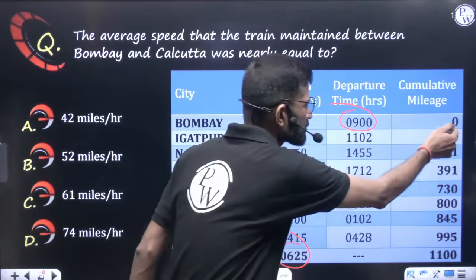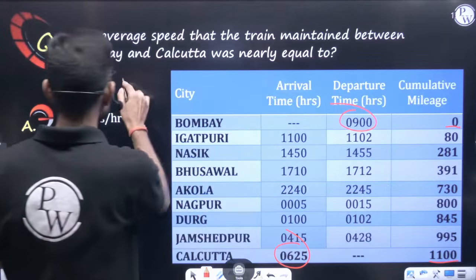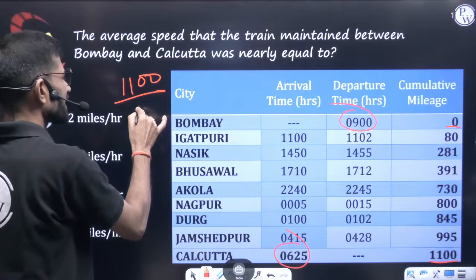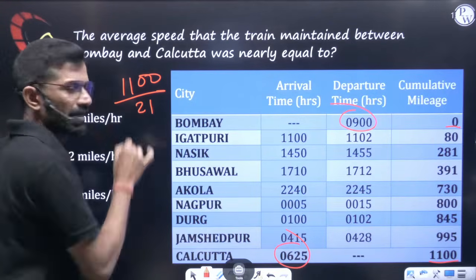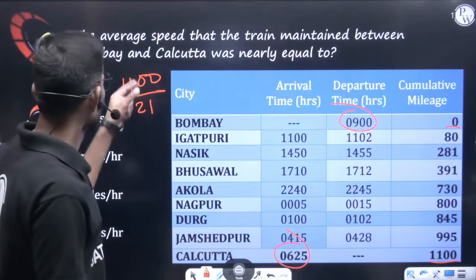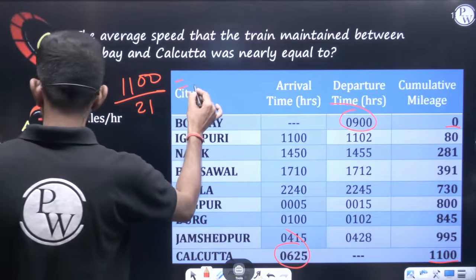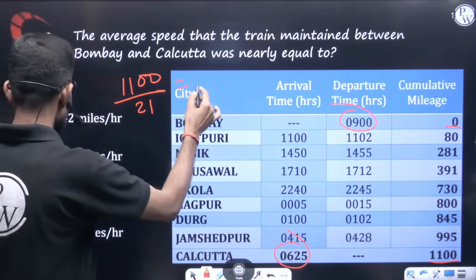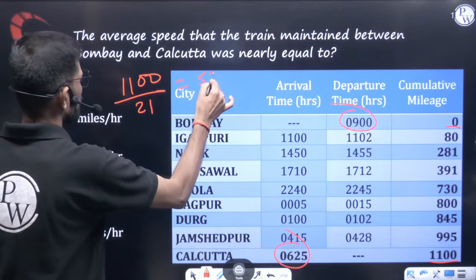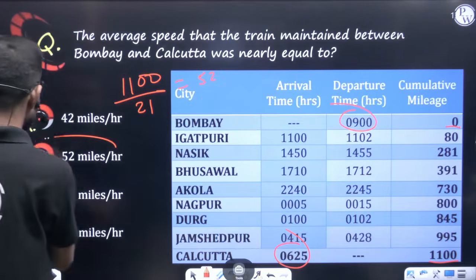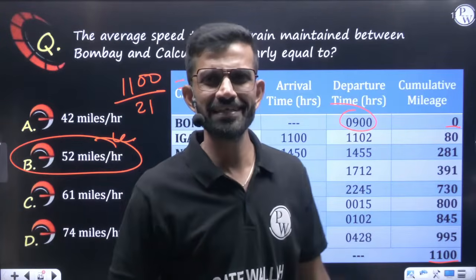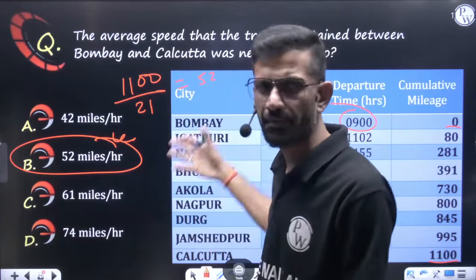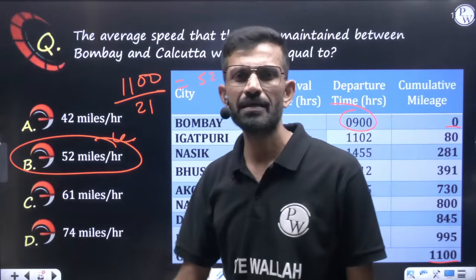In 21 hours, from 0 to 1100 miles covered, means 1100 miles distance covered in 21 hours. So this is the speed of the train. 1100 by 21, if I am not wrong, it will come somewhere around 52 point something. So 52 miles per hour, this is the average speed of the train which it maintained. Very near answer, because they are asking approximately, it is 52 miles per hour.